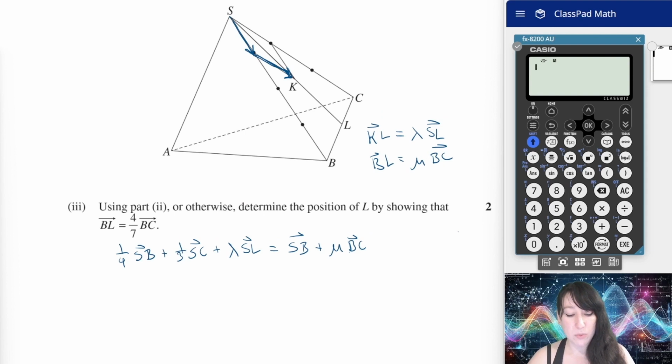Now, if we want to use part 2, we know we need only 2 vectors, and then we essentially will equate the coefficients on both sides of that equation. So which of these vectors can we re-express? Well, both sides have SB, the right-hand side has BC. Let's look at replacing SC and SL. So SC is the same as SB plus BC. And SL is SB plus BL, which is mu BC.